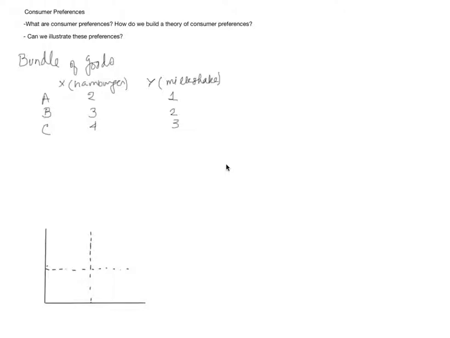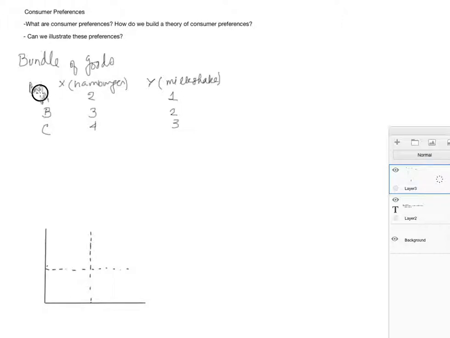So in order to understand consumer preferences, first we need to define what is known as a bundle of goods or a market basket. Let's say there are two different goods which a consumer would like to have. One is hamburgers, good X, and good Y, which is milkshake. Now, instead of considering each good individually, what we consider here is a bundle of goods, that is some combination of these two goods. And these combinations are named A, B, and C. So these are the bundles or baskets.